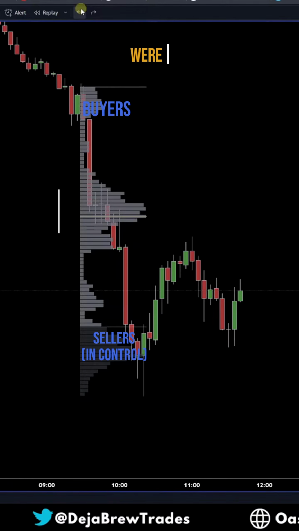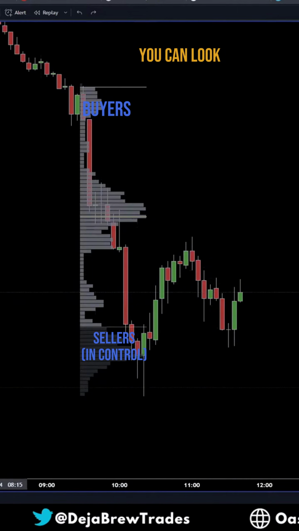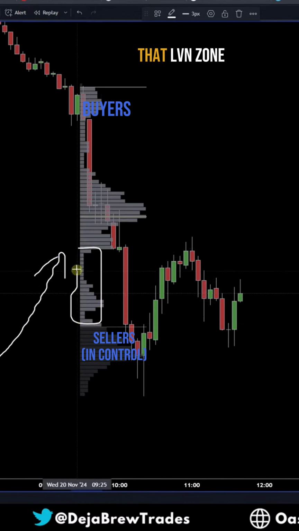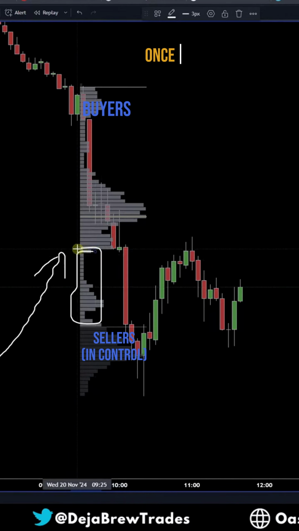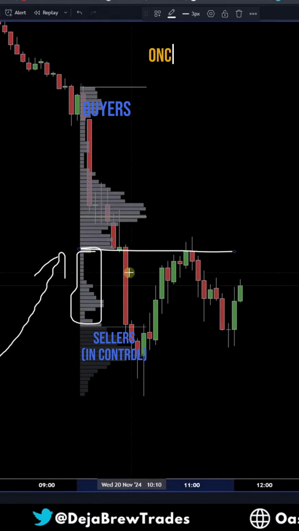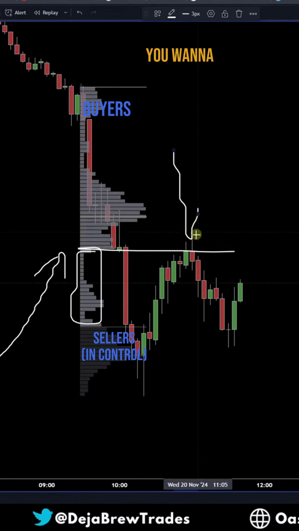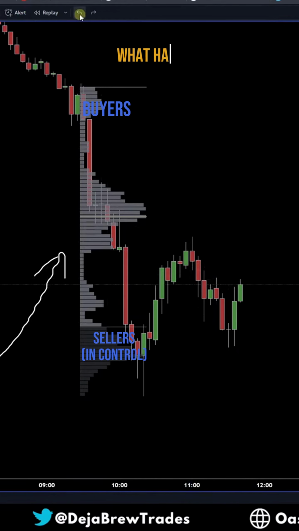So when the sellers are in control, with today's example, you can look for that retrace back into that LVN zone or that single print zone in the middle. Once those single prints are filled in, once that LVN zone has been retested, you want to watch for those sellers to take over again. And that's exactly what happened here.